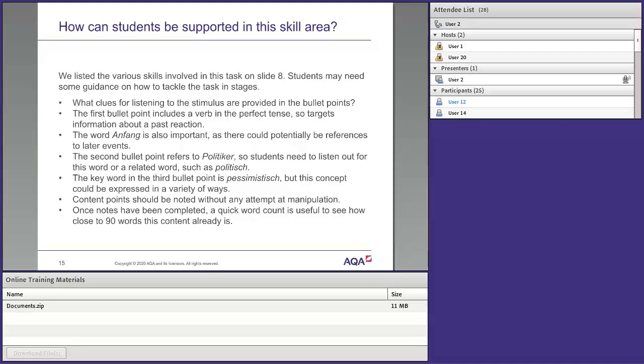Just before I move on, there is a question. Is it correct that if they lift from the transcript, they will lose marks for the language? Yes. It's not that they lose marks, they won't gain marks for showing that they can manipulate the language. So they'll still get the content mark. So again, that's worth the students knowing as well.